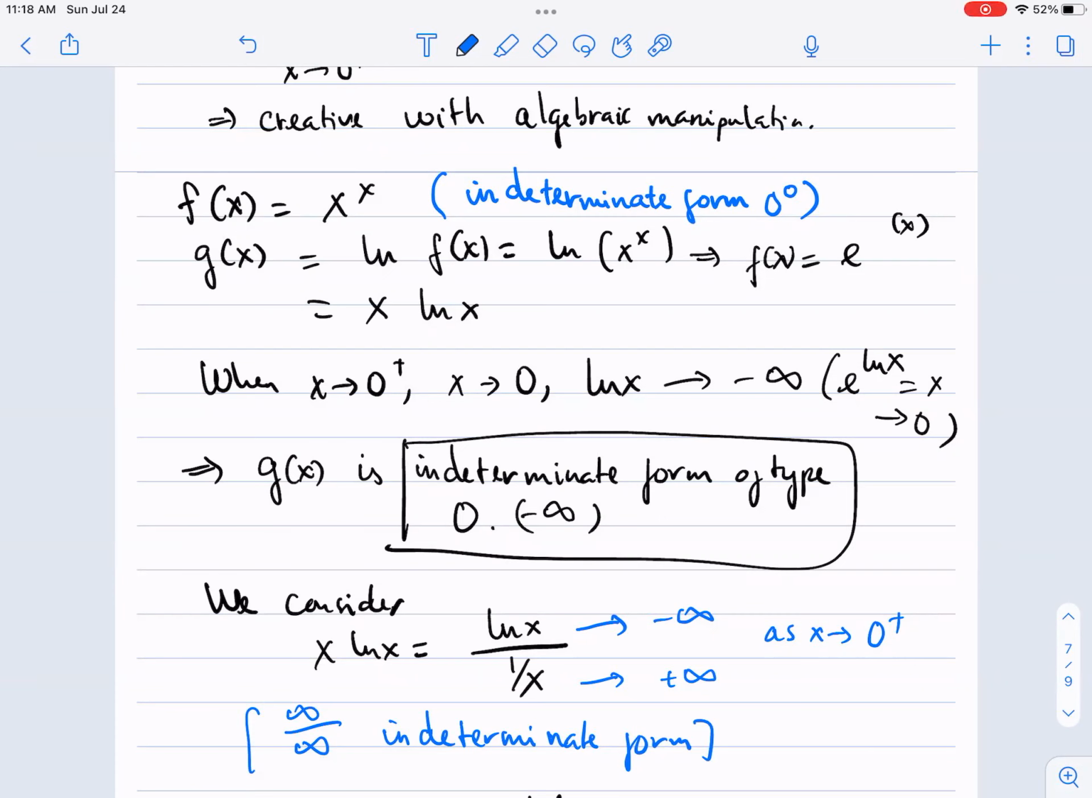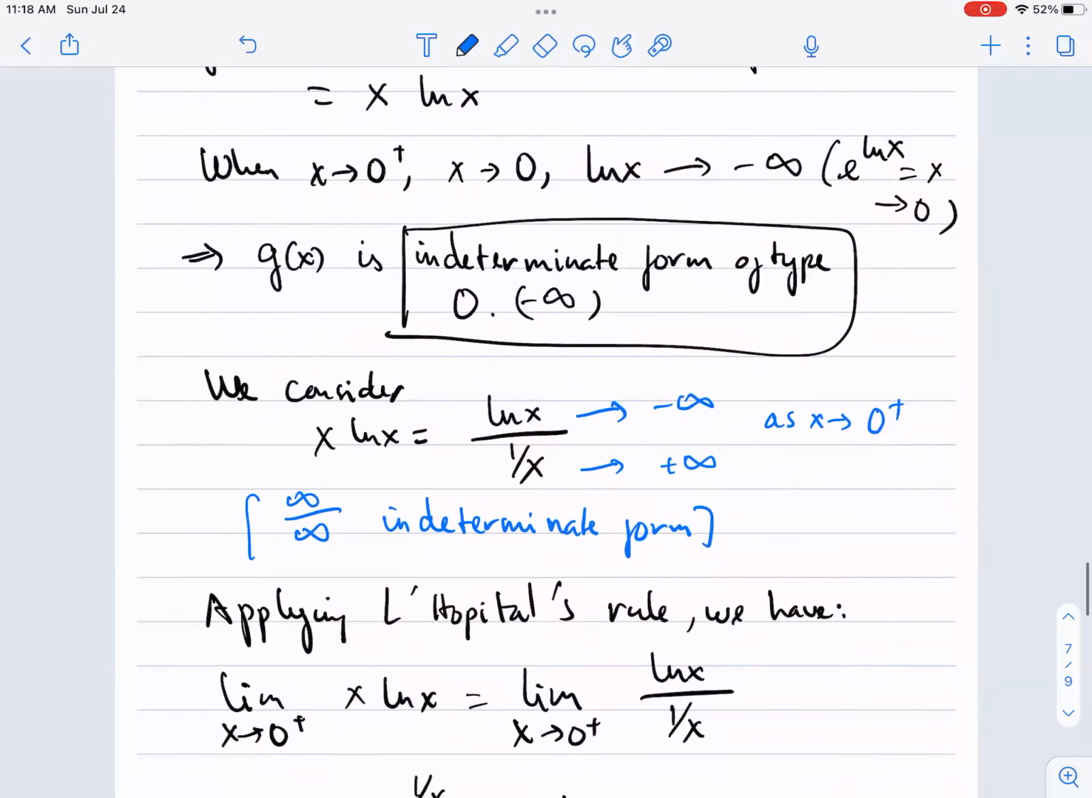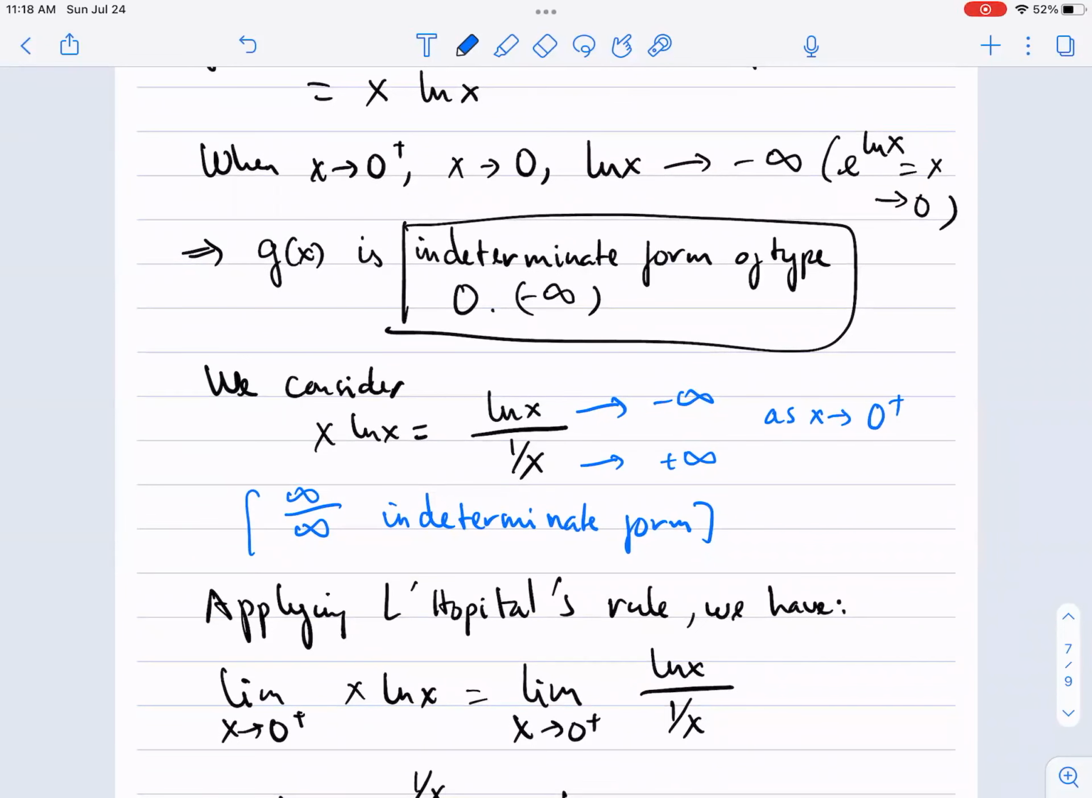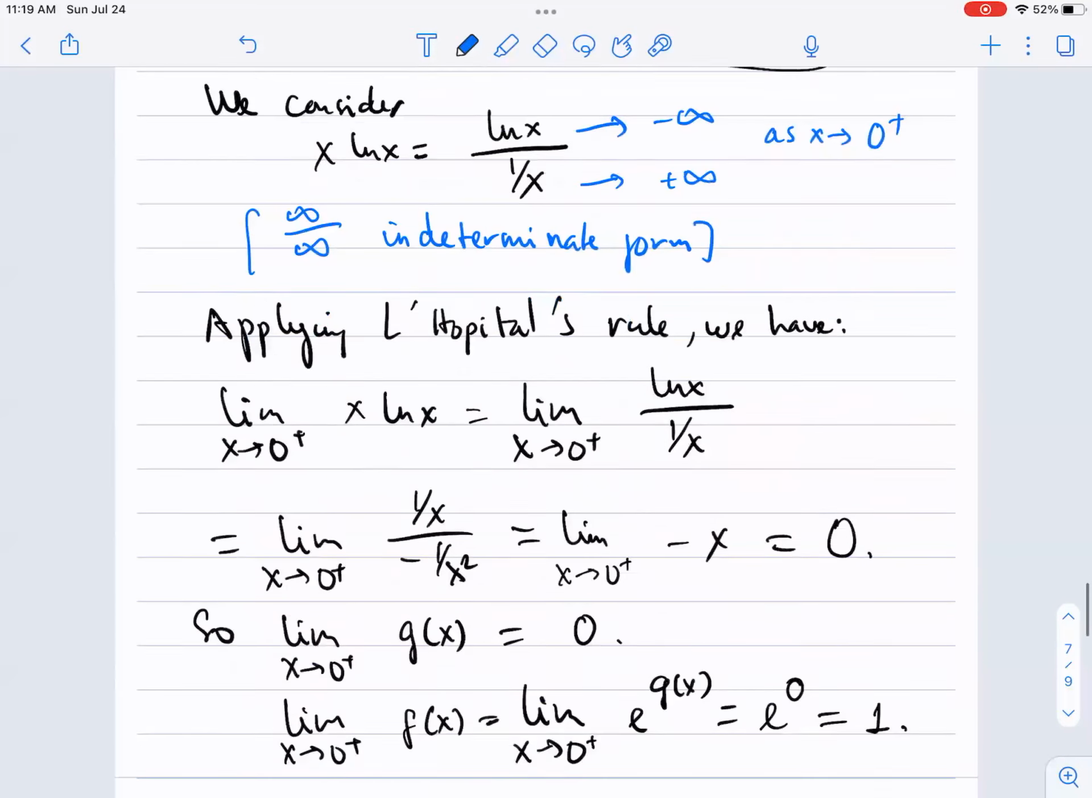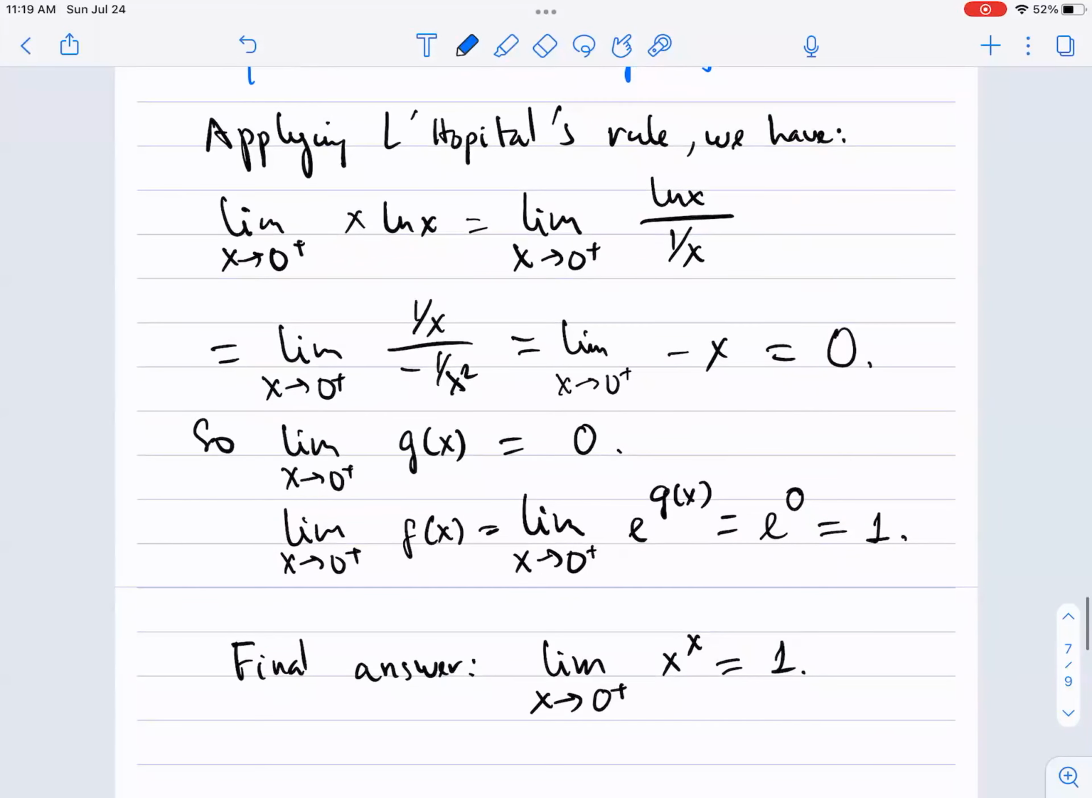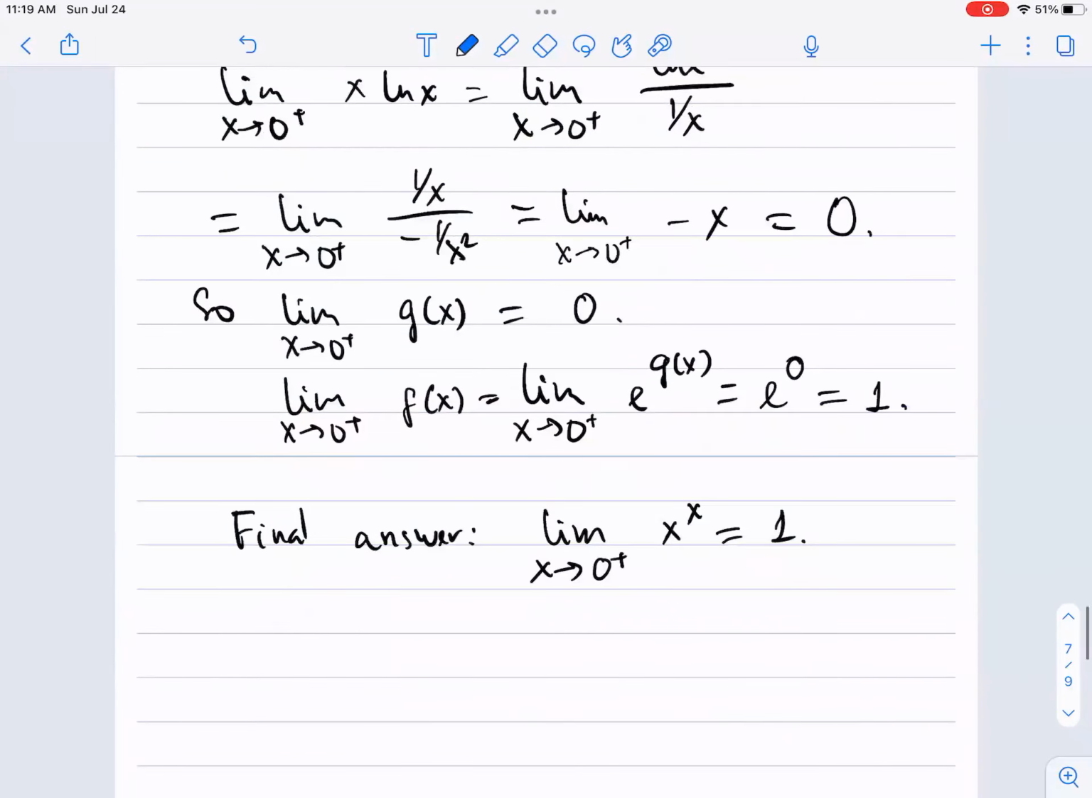And g of x is indeterminate form of type 0 times minus infinity. We can rewrite it as the quotient of ln x divided by 1 over x, which is in infinity divided by infinity indeterminate form. Applying the L'Hopital rule, we can deduce that the limit of the function g of x equals 0. That's why the limit of the original function f of x must be equal to e to the 0, which is equal to 1.